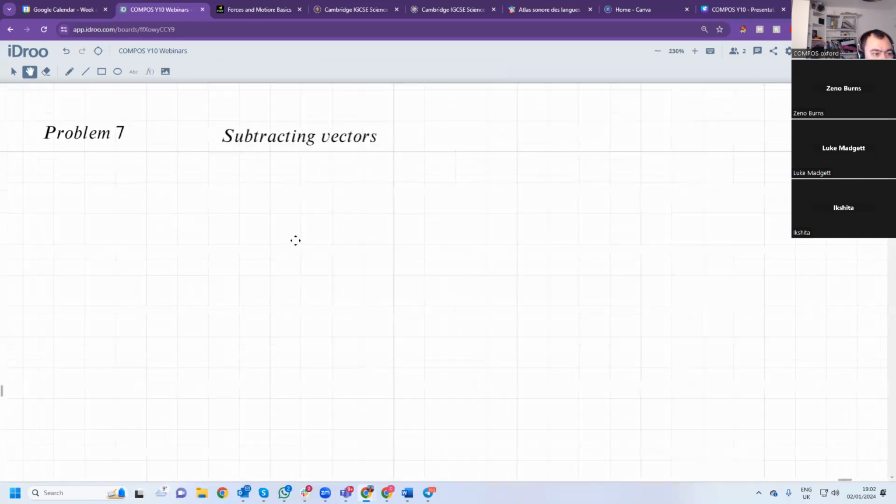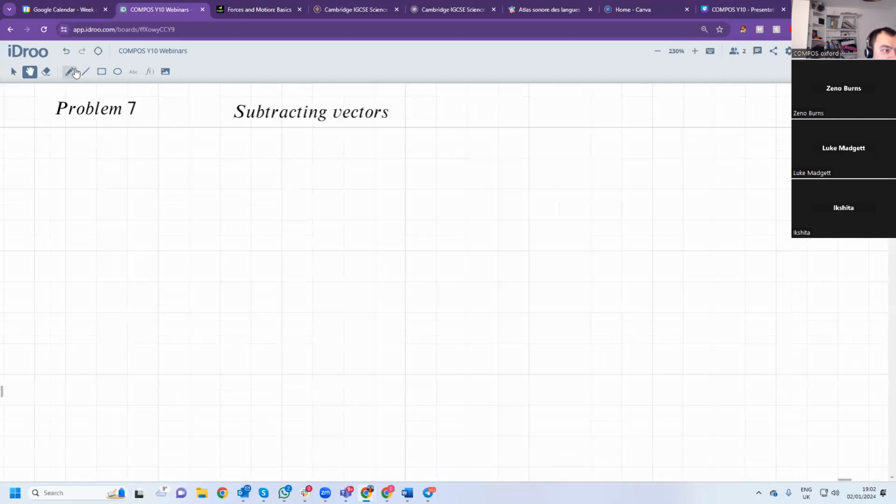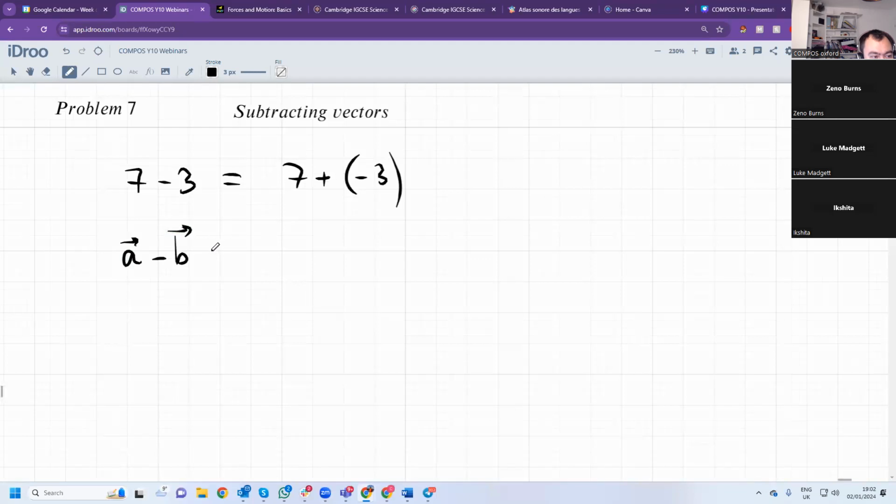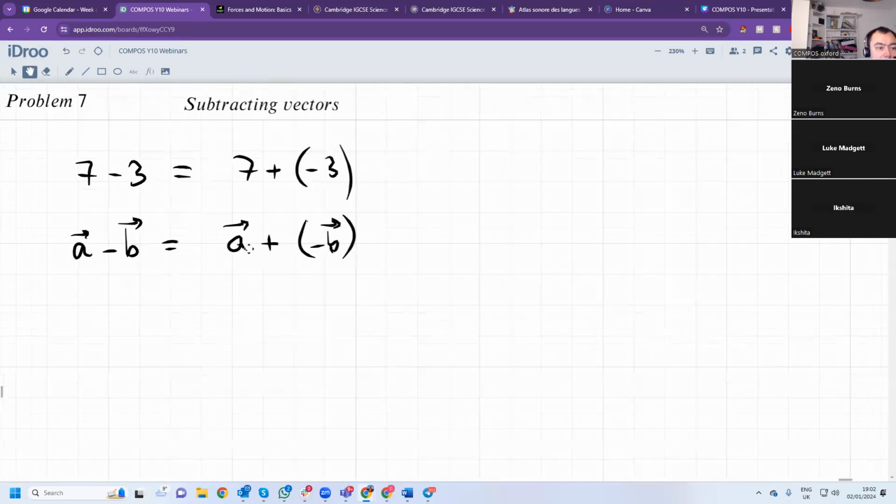If you have subtracting vectors, it is the same as adding. You know that 7 minus 3 is the same as 7 plus minus 3. So the same thing with vectors. Vector A minus vector B is the same as vector A plus minus vector B.